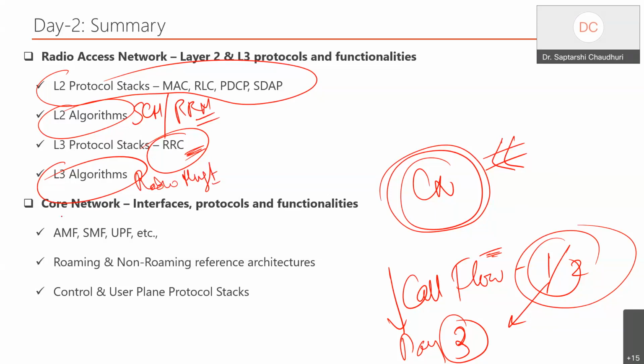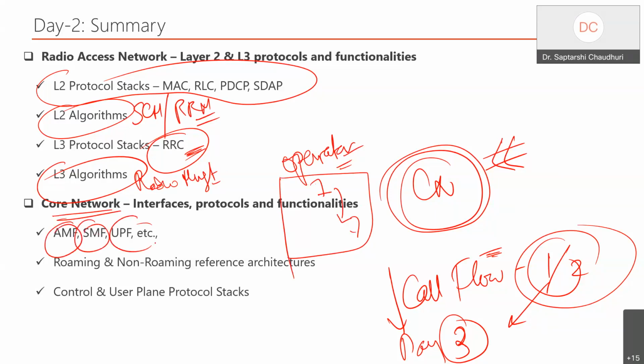And I have told you that from the core network, this is actually the operator's whole network brain from the operator's point of view. So from this brain, we start doing the top-down approach for making the network. I've given a glimpse of AMF, SMF, UPF. I talked about roaming and non-roaming scenarios.